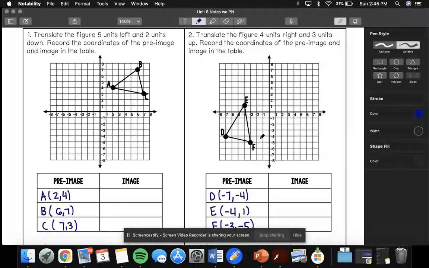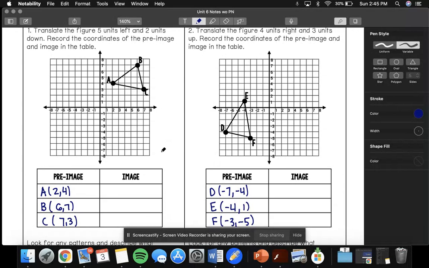So it says to translate this figure 5 units to the left and 2 units down. Record the coordinates of the pre-image and image in the table. So what I did for you is we have triangle ABC, okay? And I already wrote what their coordinates were. A is 2, 4, B is 6, 7, and C is 7, 3. So the way we notate this, or how we write this, is we write the vertex, and then we write their ordered pair, the coordinate that makes it.